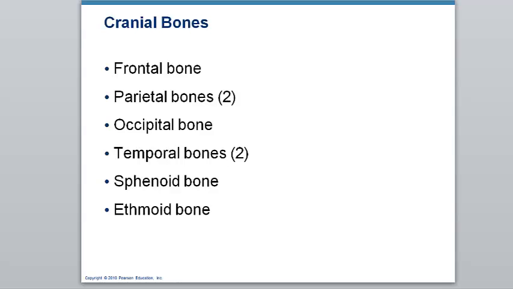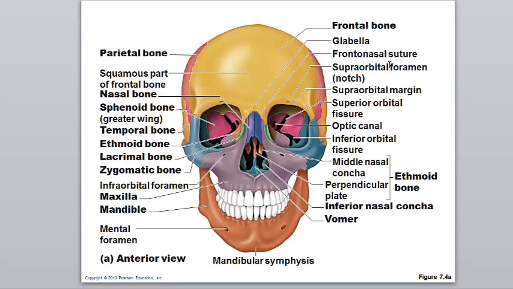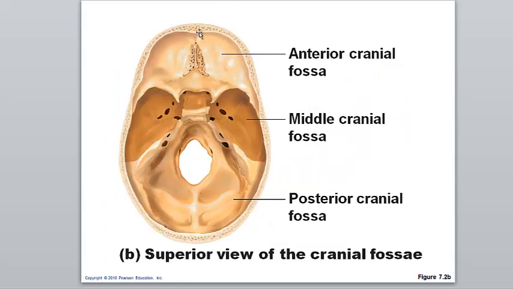Ethmoid, one bone. You need to imagine your skull in a three-dimensional view. The pictures do not do it justice. You have to imagine it in three-dimensional view. The frontal bone is where your forehead is. If you look at this picture, the part that forms the anterior cranial fossa, which holds the anterior part of your brain, includes your frontal bone.